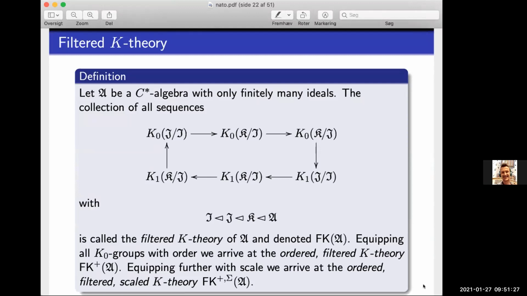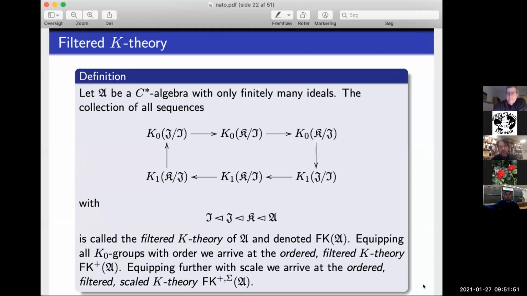So suppose I have a C-star algebra that has only finitely many ideals. Then whenever I have a chain of ideals I in J in K, I can do a short exact sequence, these are Noether's isomorphism theorems, and then I apply the 6-term exact sequence in K-theory to that, and I get a bunch of 6-term exact sequences. So very naively, I just take all the 6-term exact sequences that I can get out of my finitely many ideals. And I call that the filtered K-theory.